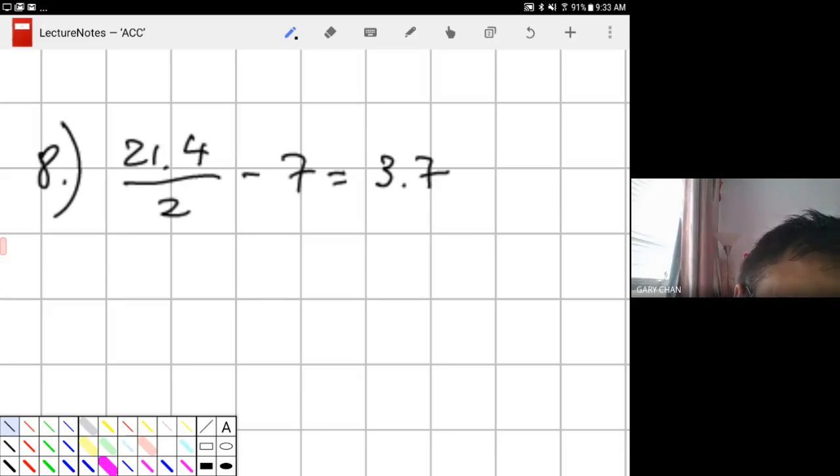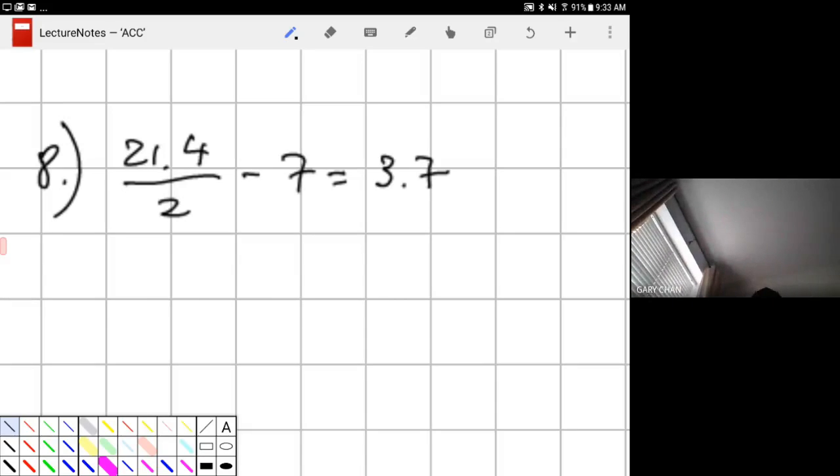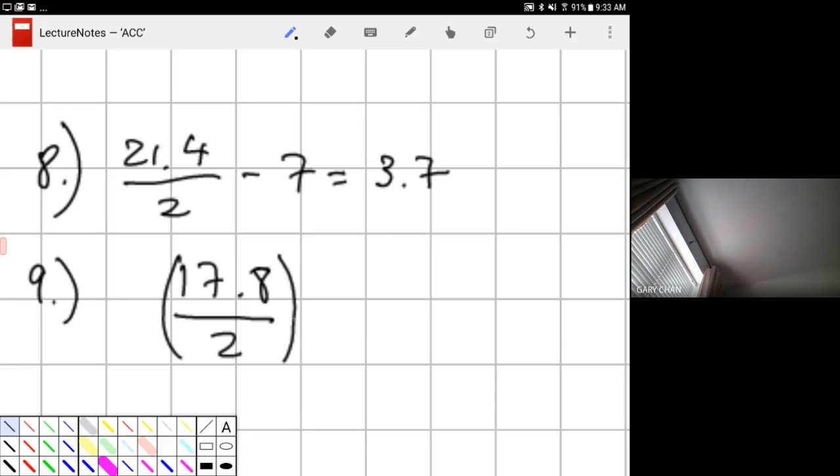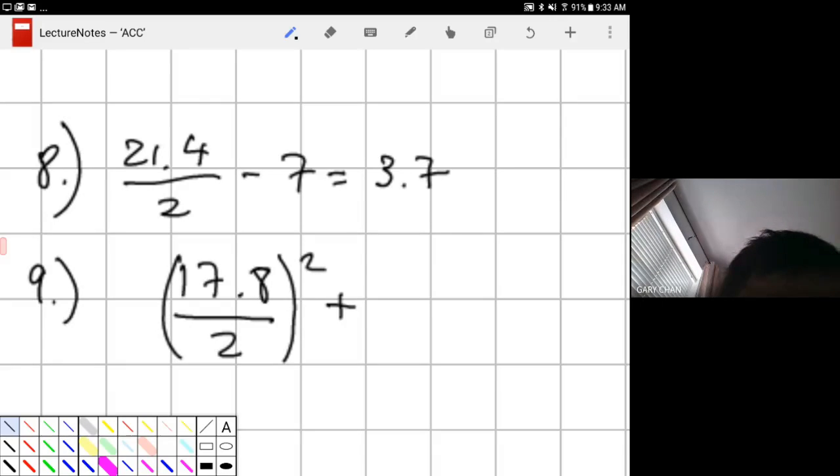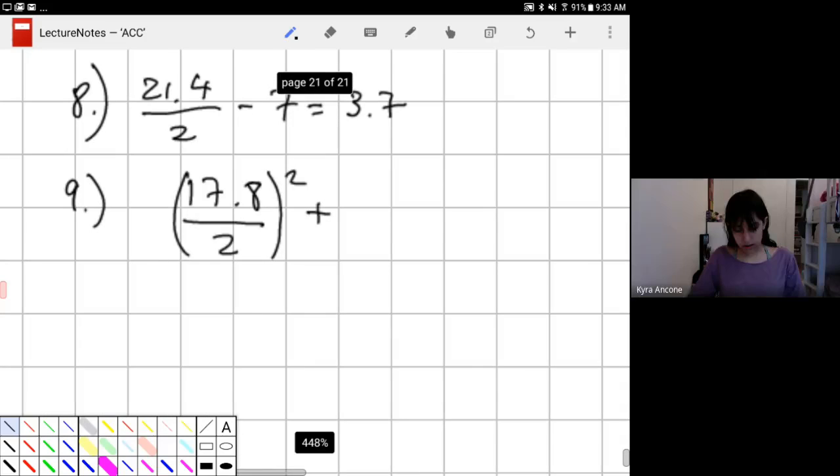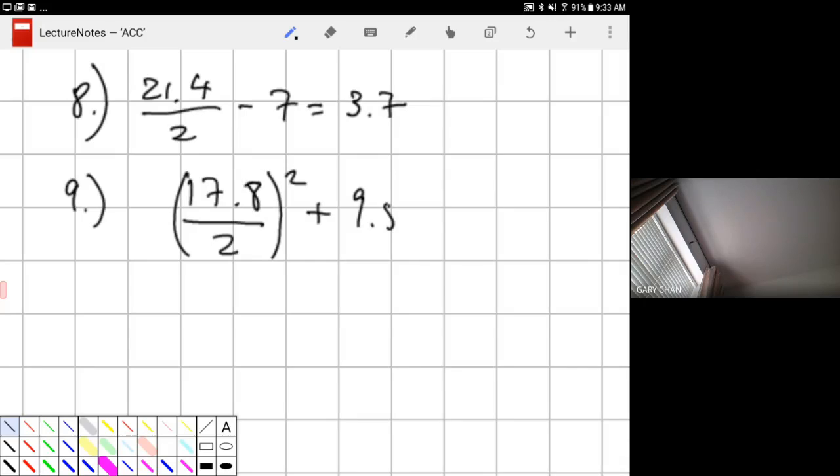So 17.8, okay? Again, I'm dealing with another right triangle, number 9. I'm dealing with 17.8, I need to divide that by 2. That's one of the legs, yes? What's the length of the other leg? Sorry, I'm talking about the right triangle. 9.5. And that is equal to the hypotenuse, which is what part of the circle? It's the radius, right? Yes. Is equal to x squared. So I've got to figure out what that is.